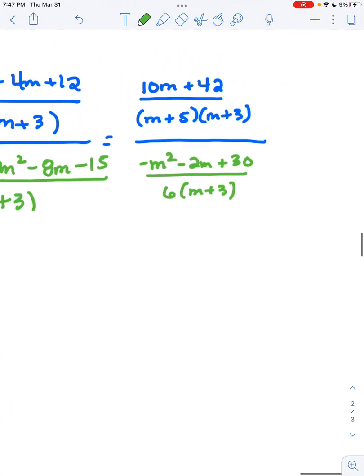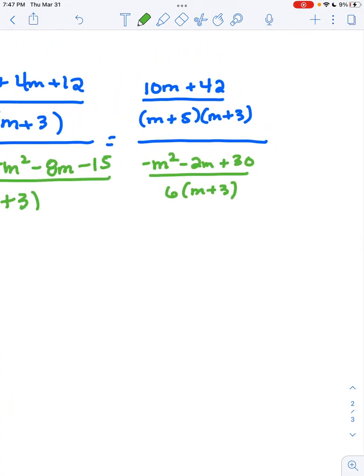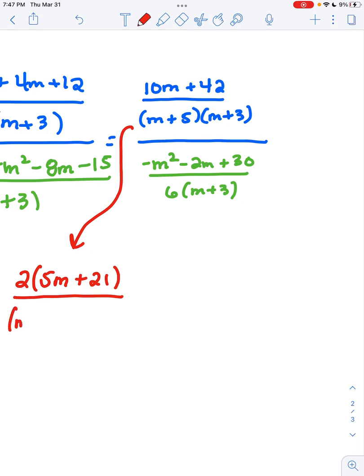Last step you need to do is that now we have a single fraction on the top, and we have a single fraction on the denominator. We can now do the multiplying by the reciprocal. So I'll take the first fraction. While I'm at it, I see there's a GCF up there, so maybe I'll take out a 2 and have 5m plus 21, just in case there's any common factors to cross reduce, over m plus 5, m plus 3. Then I'm going to turn this division into a multiplication, and I'm just going to do the reciprocal.